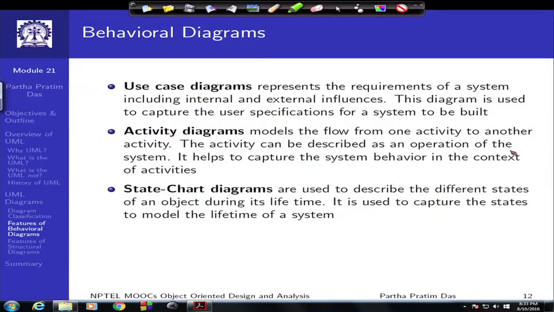So, the most important possibly to start with, and the first fundamental diagram that UML behavioral has to start with is the use case diagram, where you represent the requirements of a system including the internal and external influences, what is happening around the system, in a very gross way. Then the activity diagram talks about what are the different activities that happen internally in the system, what are the operations of the system.